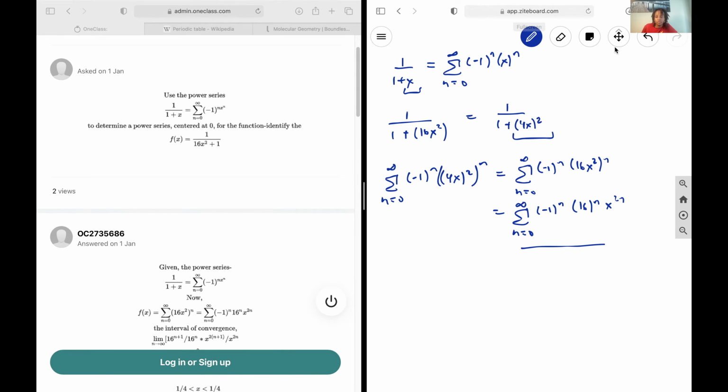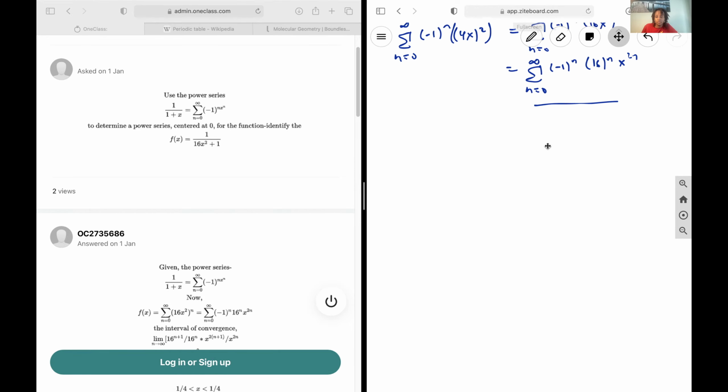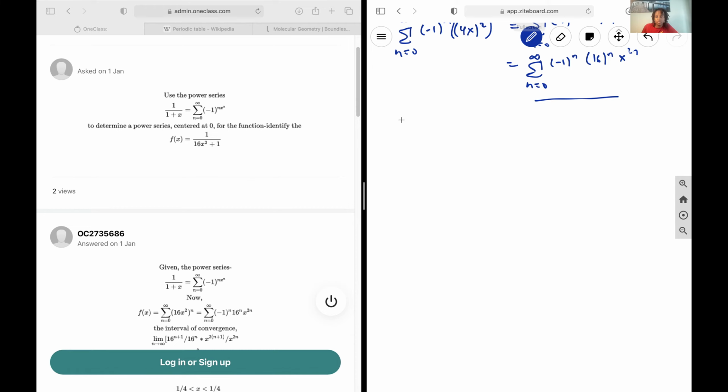Next up, we need to find the interval of convergence, and we're going to do that using the ratio test. And so we know that the ratio test states that the summation will converge so long as the magnitude of L is less than 1, and L is equal to the limit as n approaches infinity of what we have inside the summation with n plus 1 instead of n, over un.